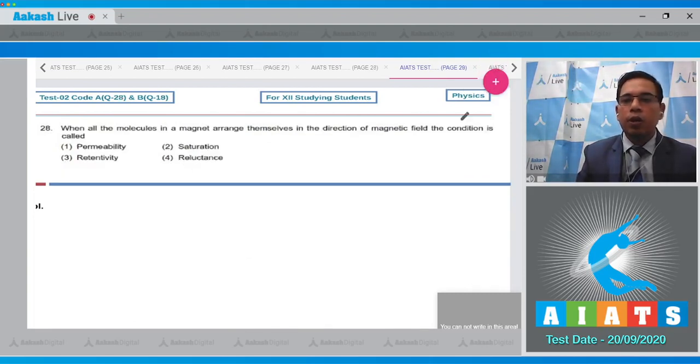Now move to question number 28, which states that, dear students, when all the molecules in a magnet arrange themselves in the direction of the magnetic field, this condition is called saturation. Hence option number 2 will be the correct answer.